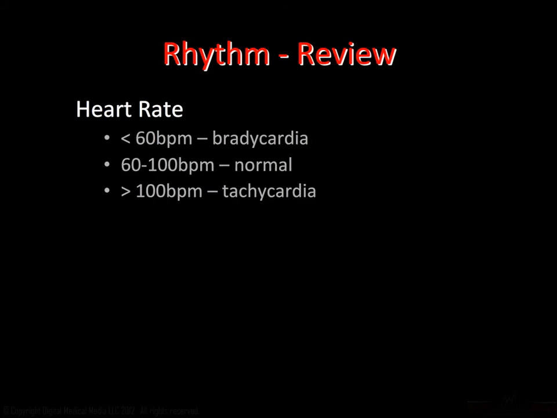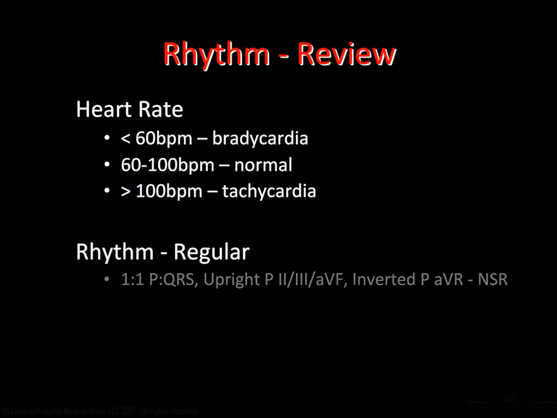Let's now review the steps of rhythm interpretation that we have learned so far. First, check the heart rate. If the heart rate is between 60 and 100 beats per minute, then we know we do not have bradycardia or tachycardia, regardless of the origin. If the rhythm is extremely regular in nature, and there is a P wave in front of each QRS, then this is almost certainly sinus rhythm, but we can confirm the presence of sinus rhythm by looking at the shape of the P wave.